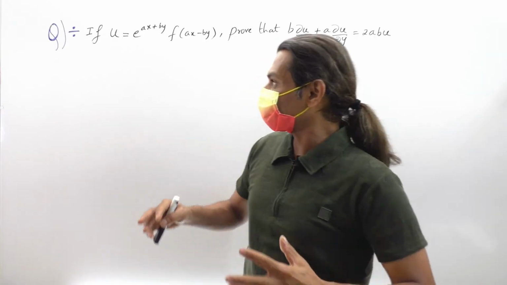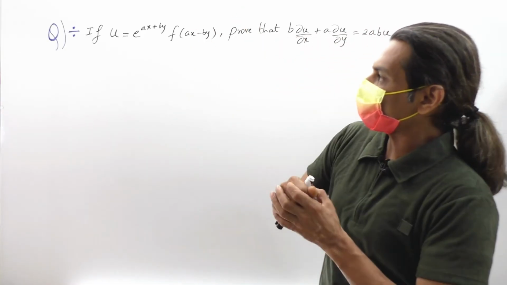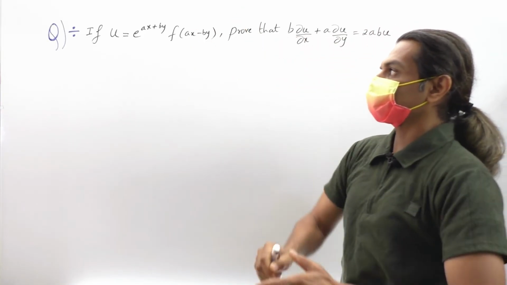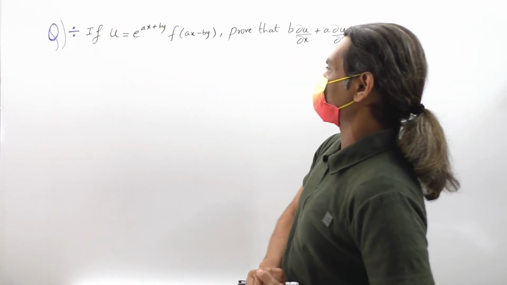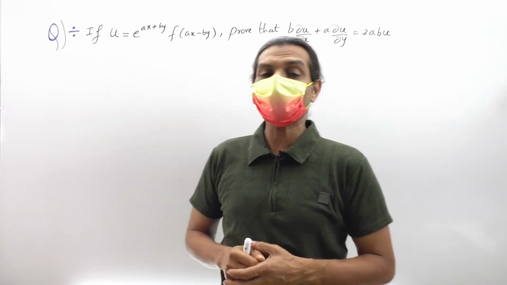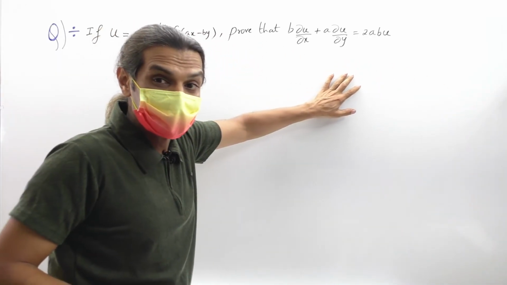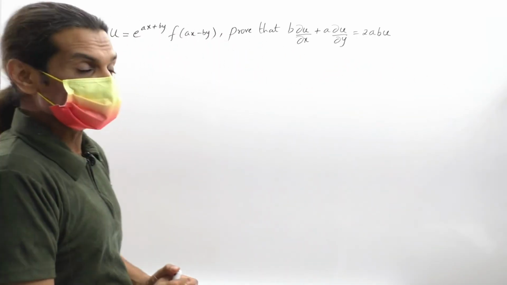So let's solve this question here. This question carries 6 marks and has been repeatedly asked in the VTU examination. It says, if u is equal to e raised to x plus by into f of ax minus by, prove that b ∂u/∂x plus a ∂u/∂y is equal to i b into u, to our rule. So now how to solve this?